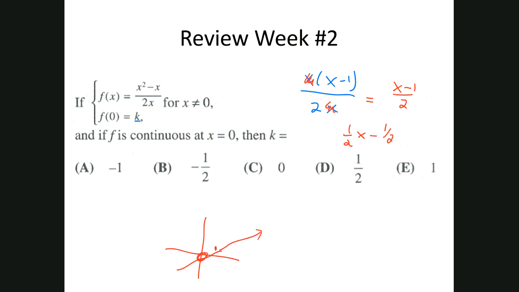How do I know there's a hole in the graph? Because I crossed off an x on top and bottom. That puts a hole there at 0. So I need to figure out, if I put 0 in for x, I get negative 1/2. So that is how I'm going to fill up my hole. So B is the correct answer. Yes, very good. That is definitely the correct answer. Nice job, Henry. Excellent.